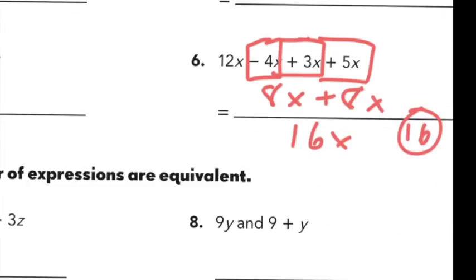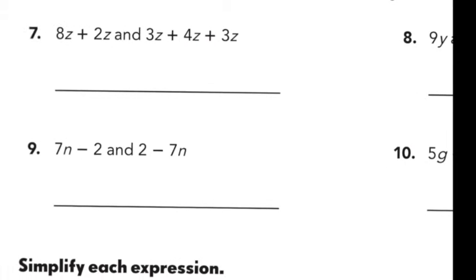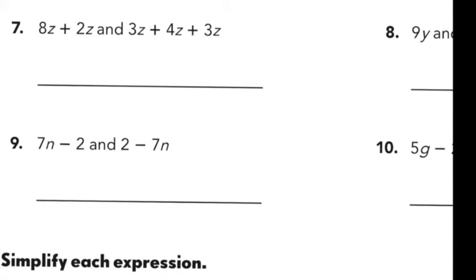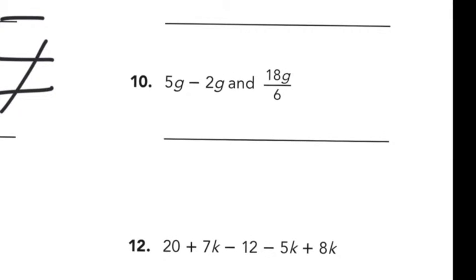Okay, so let's go on to the next part. The next part says state whether each expression is equivalent. This means equivalent is an equal sign, and not equivalent is an equal sign with a slash through it. So let's go to number 10 because that's a little bit trickier. I'm going to put an equal sign in the middle.